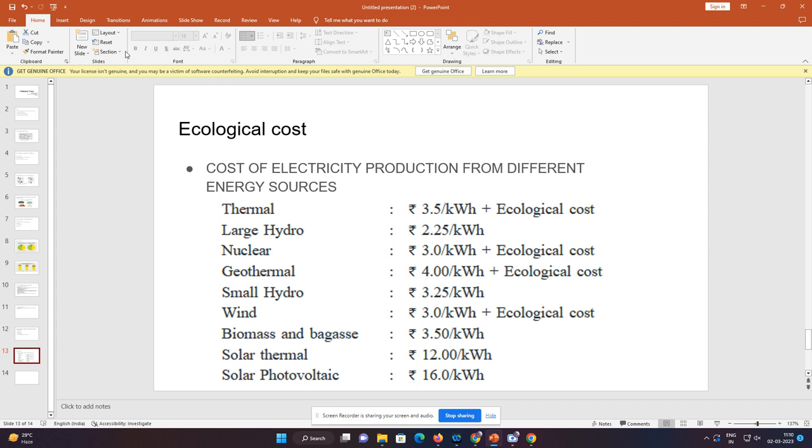In large hydro they are not adding any ecological cost. In nuclear they are adding, in thermal also they are adding. In small hydro they are not adding any ecological cost. In wind energy they are adding, and in biomass and solar photovoltaic they are not adding any ecological cost.